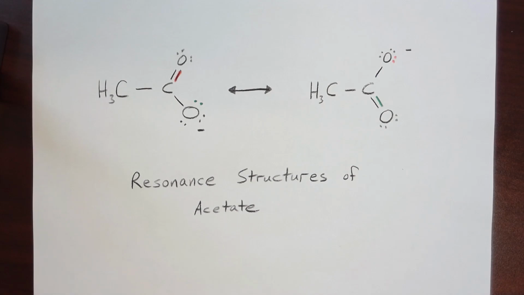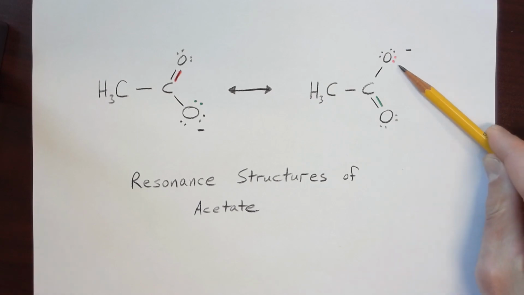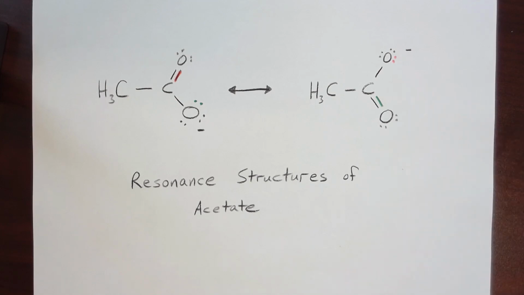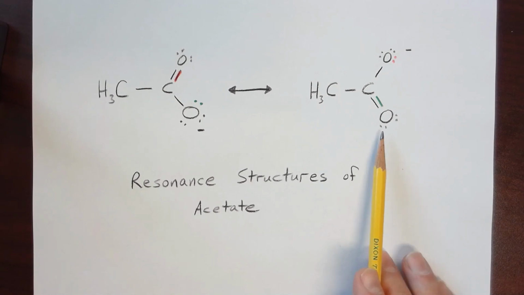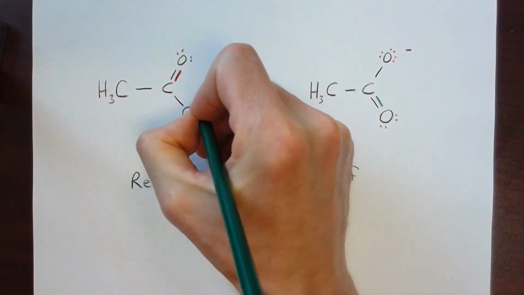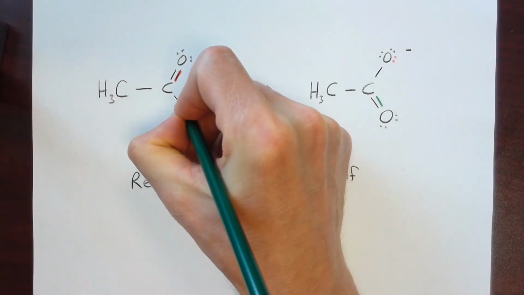Relative to the structure on the left, the oxygen on top has lost its pi bond and gained non-bonding electrons, and the oxygen on the bottom has gained a pi bond and lost non-bonding electrons. A moment's consideration will show that 2 curved arrows accomplish this movement of electrons.